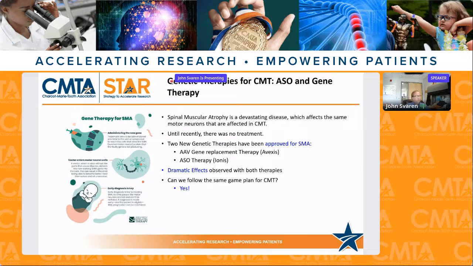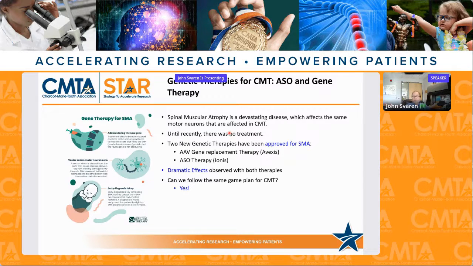So first of all, we'll talk about genetic therapies for CMT, and these come in different flavors like ASOs and gene therapy. And really, the template for this is already established. There's a disease known as spinal muscular atrophy. This is a very devastating disease, which can infect infants and is really life-threatening in the most severe forms. And even though it's much more severe, it does affect the same motor neurons that are affected in CMT. And until recently, there was really no treatment for this very devastating disease.